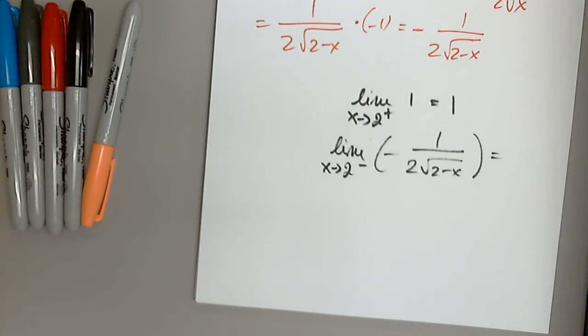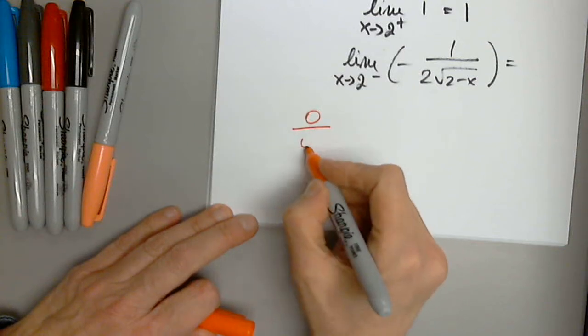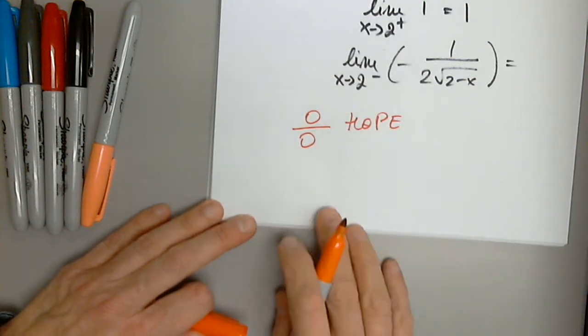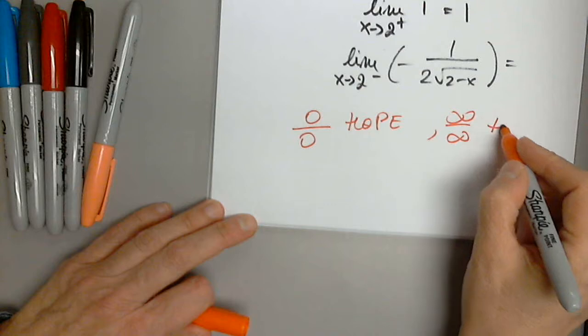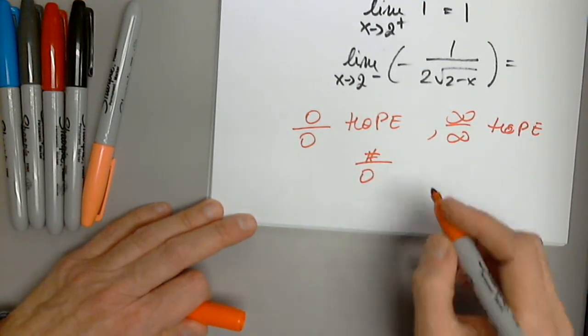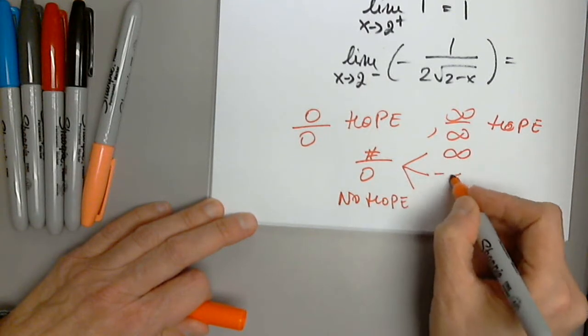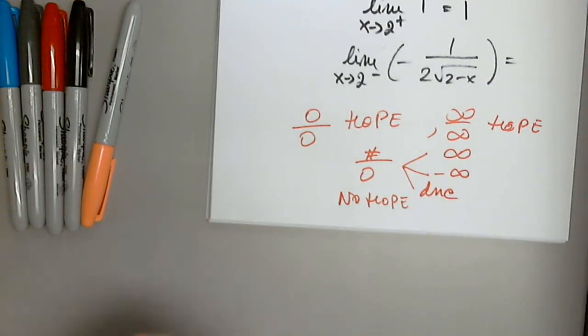Okay, so let's see. 2 from the left. The denominator is 0. I shouldn't even do this. So I have negative 1 over 0. There are 3 possibilities. We talked about 0 over 0, there is hope. Also infinity over infinity, there is hope. But a number divided by 0, not 0 over 0, there is absolutely no hope. And the possible answers are these: positive infinity, negative infinity.